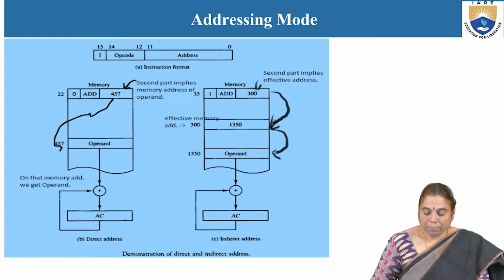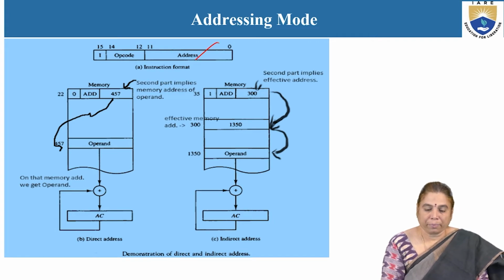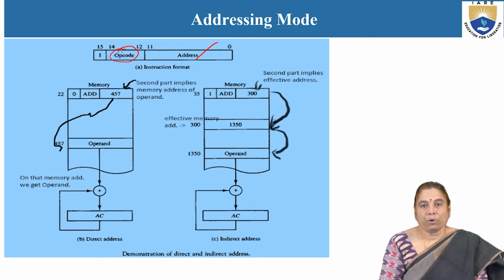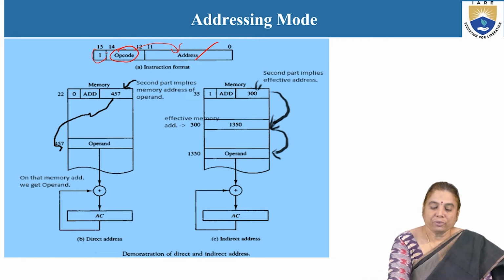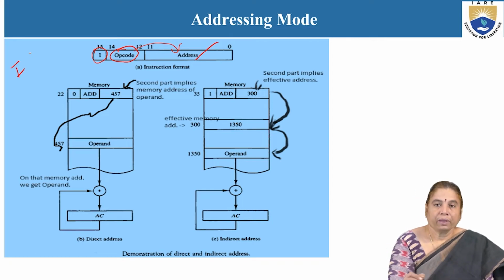So, here the basic part of the instruction, that is 0 to 15 bits, has to be divided into 3 parts. 0 to 11 bits is used to represent the address or the operand. 12 to 14 is used to represent the opcode. This is the instruction code which specifies what operation is to be performed on this data. Next, the 15th bit is used to represent the addressing mode, either direct or indirect. This direct and indirect addressing field is represented with I. If the I value is 0, it is a direct addressing mode.